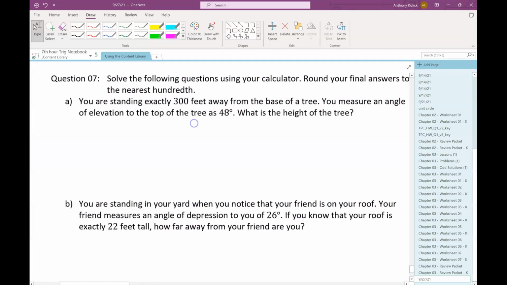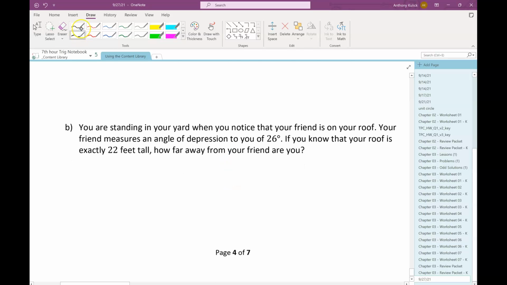Okay. Any preference on which one of them we talk about? They both confuse me equally. Okay, let's just do B because I have a little bit more room to draw a picture here.